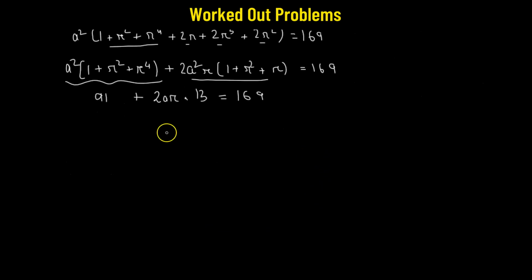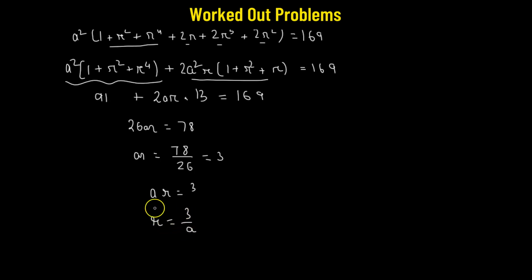So that means we will now have 13 times 2ar, which is 26ar, equal to 169 minus 91. So that's going to be 78. So ar will be equal to 78 divided by 26, which is equal to 3, because 26 times 3 is 78. So we have obtained the value of a times r equals 3. Or if we want to write in terms of r, this is simply going to be 3 over a. So let's label this as equation number 3.